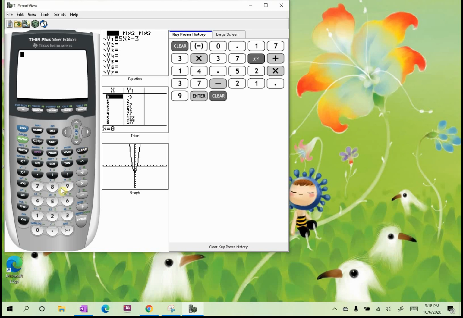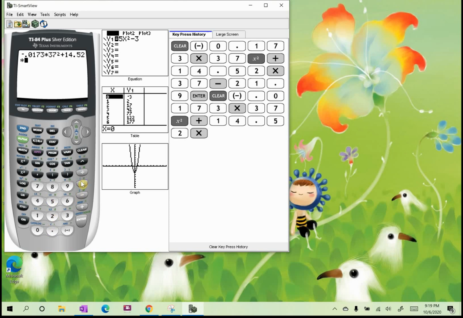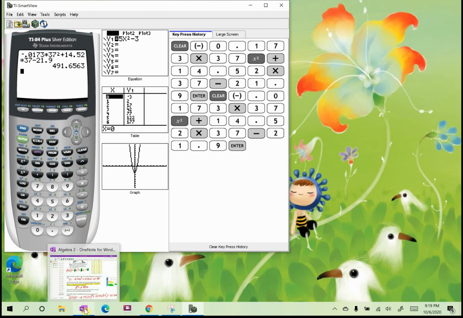You know, we haven't used our calculator too much. Again, this is the negative, so that's negative 0.0173 times 37. Here's the square key. You see that x squared plus 14.52 times 37, and then minus, remember 37 was the angle that we were using to estimate the distance, minus 21.9, and we get, wait a minute, we got 49.65 feet. 49.61. Let's see here.